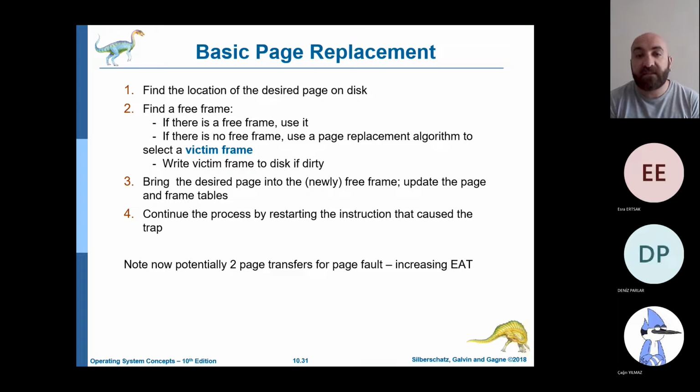So we can reduce this overhead by using a modify bit or a dirty bit. When this scheme is used, each page or frame has a modify bit associated with it in the hardware. The modify bit for a page is set by the hardware whenever any byte in the page is written into, indicating that the page has been modified.